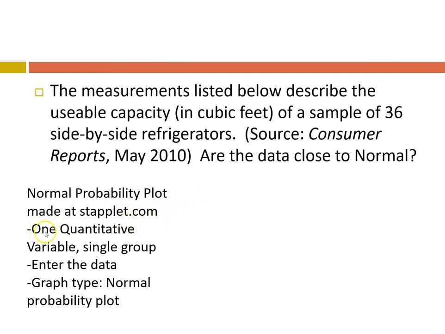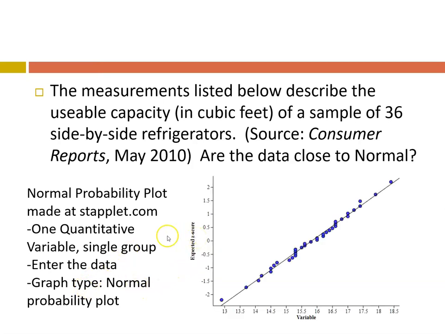On that website, you would go to the part that says one quantitative variable single group. You enter in all your data, and then when it asks you what kind of graph type you want, you would just choose normal probability plot. This is the graph that we get. So the normal probability plot seems to be approximately linear. Give yourself a rough sketch of this on your notes, just so you have it for reference. It doesn't need to be perfect, but a rough sketch will be helpful.